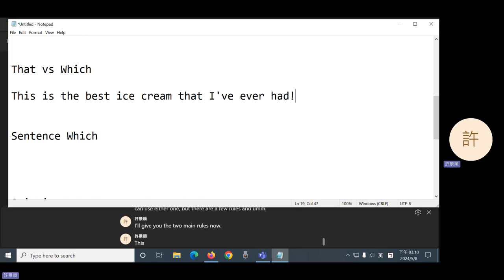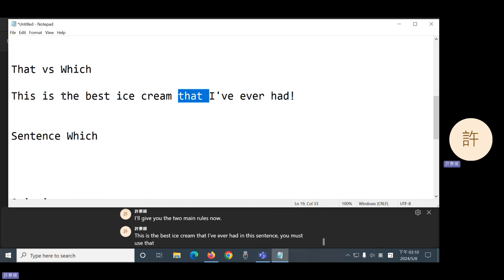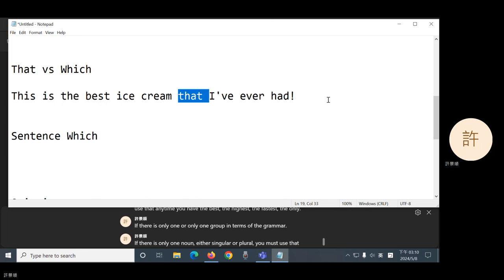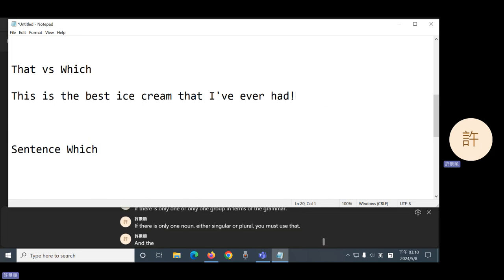This is the best ice cream that I've ever had. In this sentence, you must use that. Anytime you have the best, the highest, the fastest, the only, if there is only one, or only one group, in terms of the grammar, if there is only one noun, either singular or plural, you must use that. And the second rule.